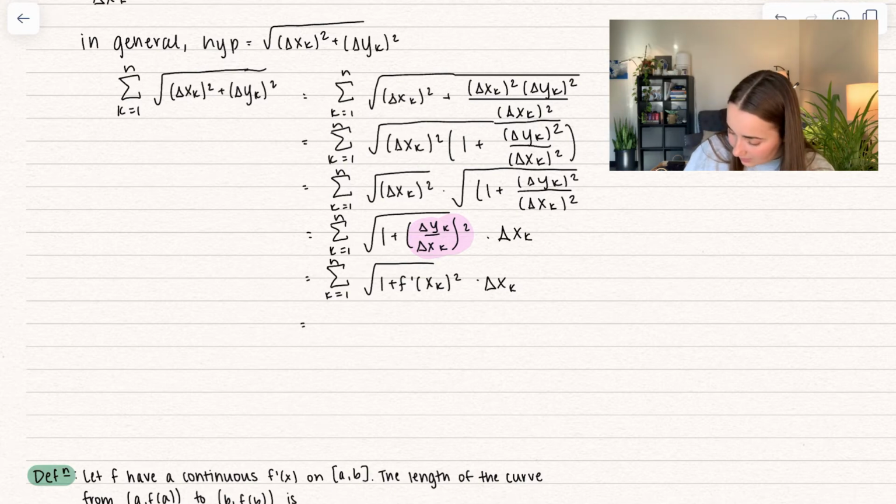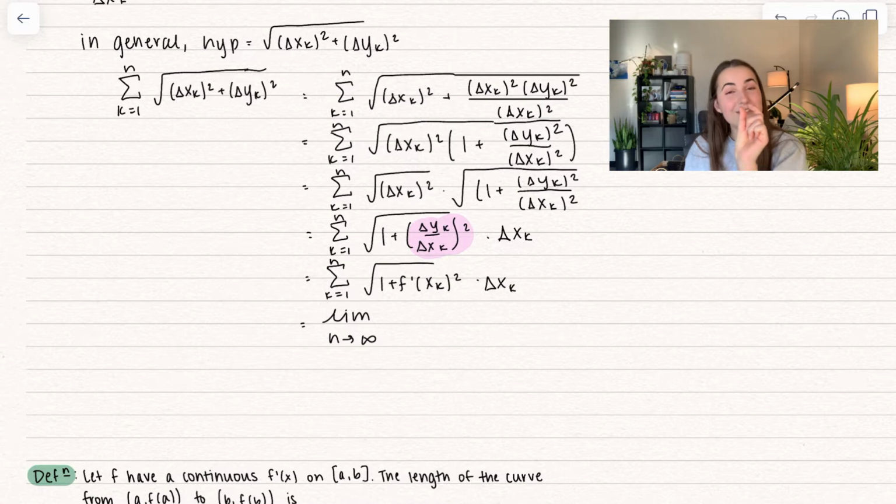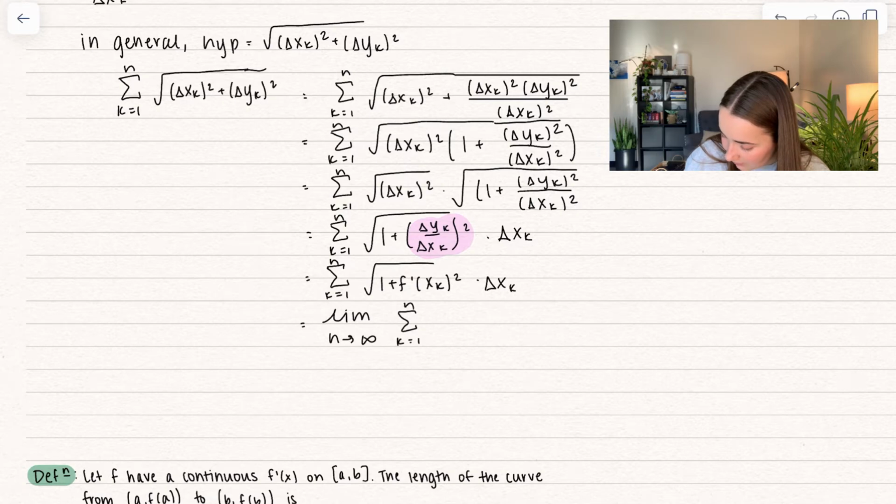So now we want to take the limit as n goes to infinity, because we want those little areas to be infinitesimally small. So here we take the limit as n goes to infinity. We have the summation k equals 1 to n of that whole thing.